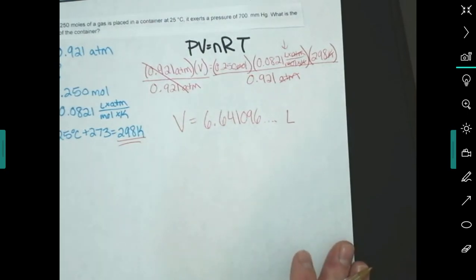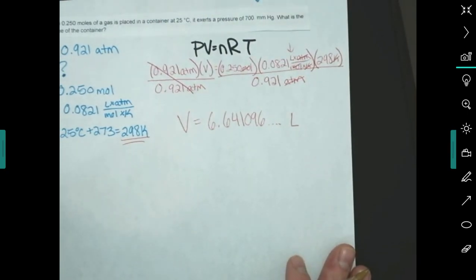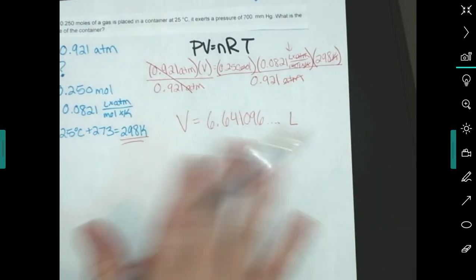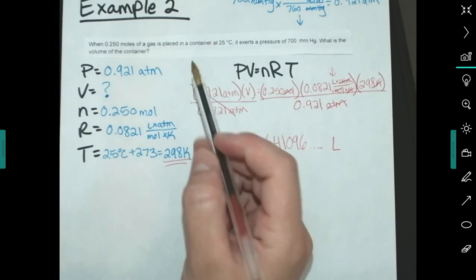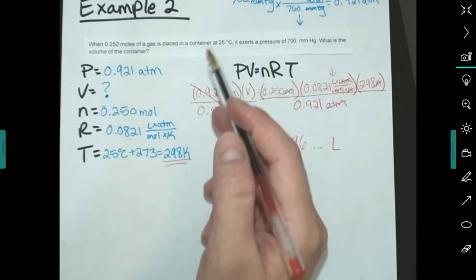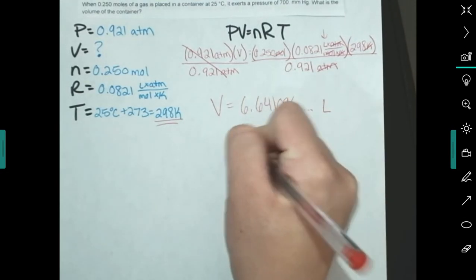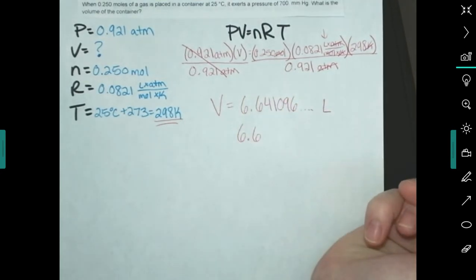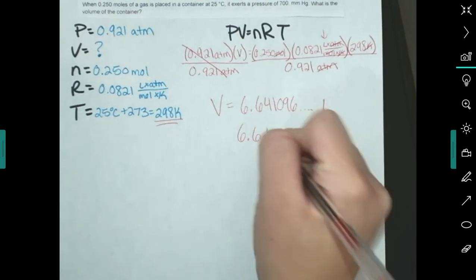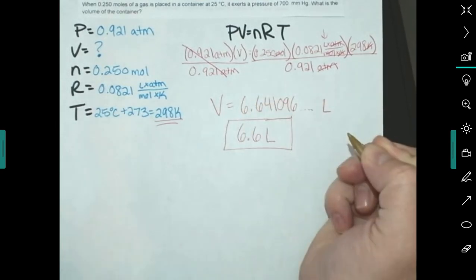Okay. Now let's do 2 sig figs because technically the 25 only had 2. And I like to look at the original numbers. So if we're doing 2 sig figs, this would be 6.6. 6.6 liters. And that would be my answer. Woohoo!